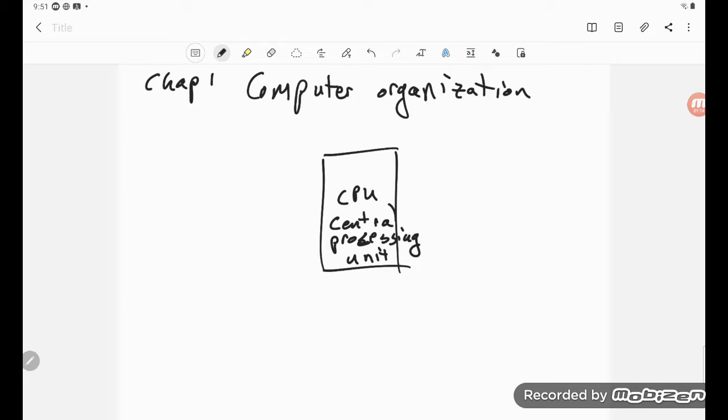Okay, but in order for it to do work, it needs a few other things. So, for instance, you need some sort of input device.